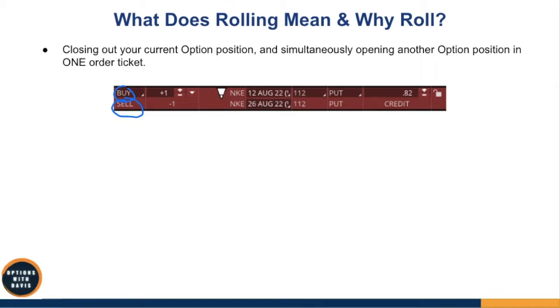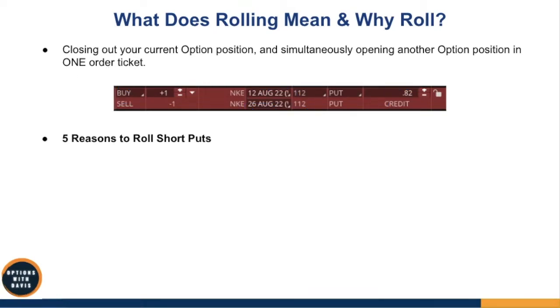So as you can see, this is just the process of rolling. It's very simple, right? So in this example, you can see that we have bought back the option on the 12th of August, and then we sold another one 2 weeks out on 26th August, and for this we keep the same strike, and then we receive a credit for it. So it's very simple. We basically just close out the current option position, open another one, and the key is to get a credit for it.